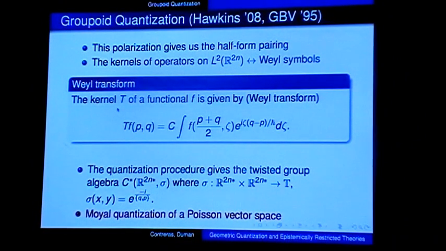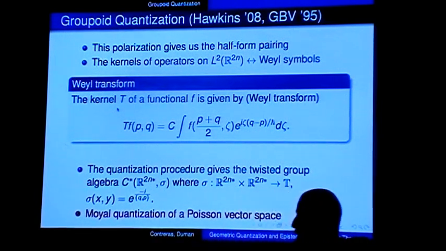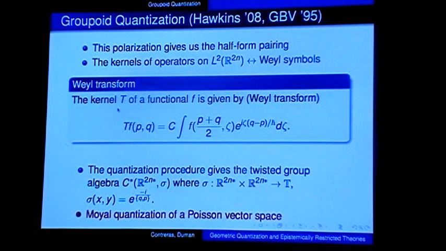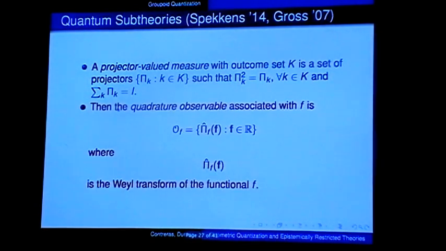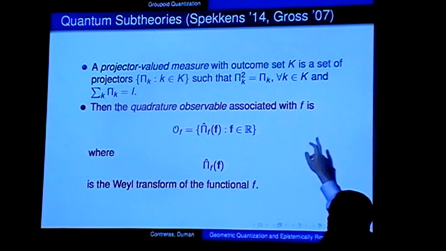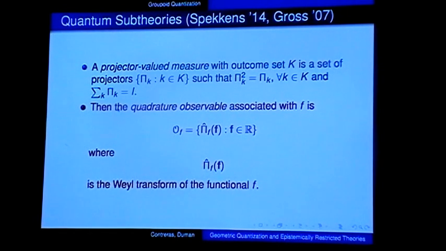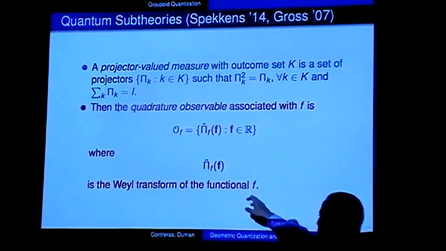The algebra that we get is the twisted C-star algebra of this group, and the important thing is that the operator product is the Moyal product. This is proven by Hawkins; it is just a small example in his 50-page article. It was also proven earlier, separately, by Garcia Bondia and Varilly in 1995. If you check the quantum subtheories in Spekkens' paper, he uses PVMs. Every functional corresponds to an observable where these Pi_f are the projectors, and these are given, again, by the Weyl transform of the function f.